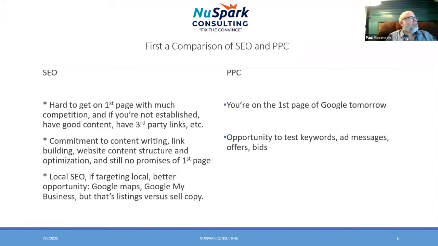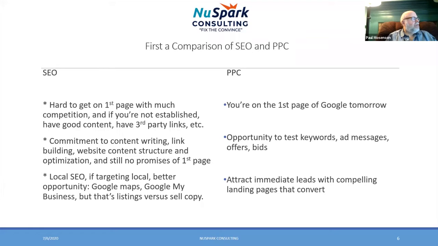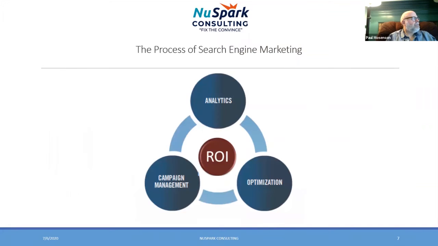And you have an opportunity to test keywords, ad messages, offers, and bids. And testing, we'll talk about that with conversions. And you can attract immediate leads with compelling landing pages that convert. So really the process of search engine marketing or pay-per-click, a lot of different variations of the phrase, we look at three things: campaign management, building campaigns and optimizing them for conversion, and doing the analytics to measure the ROI.